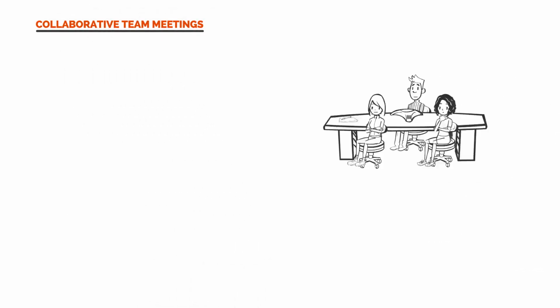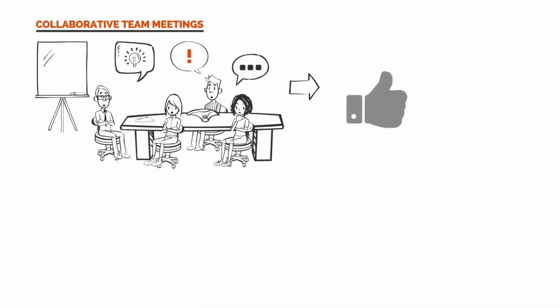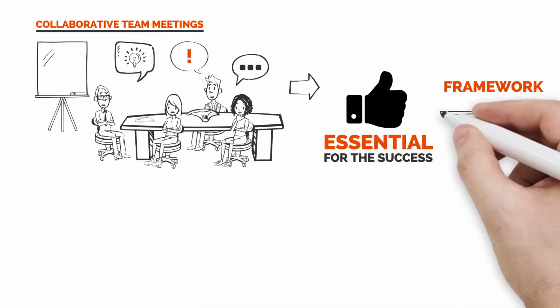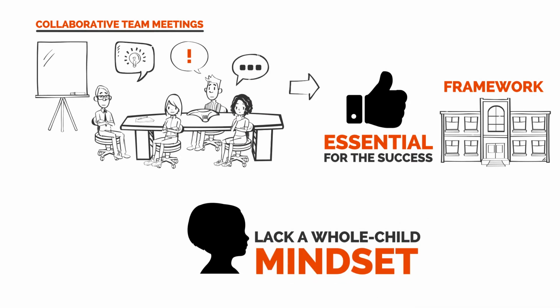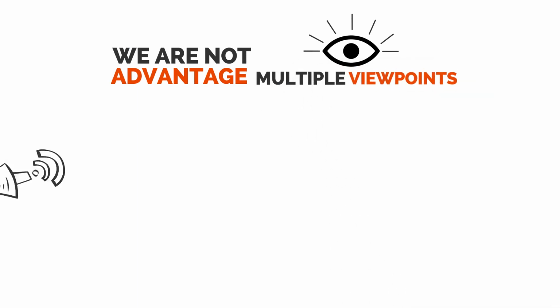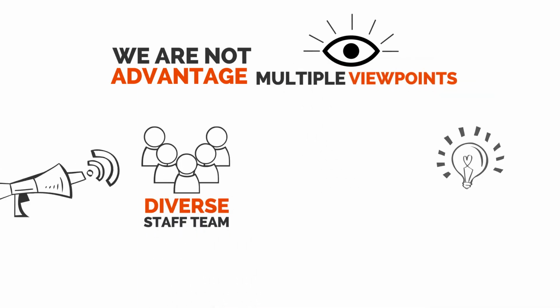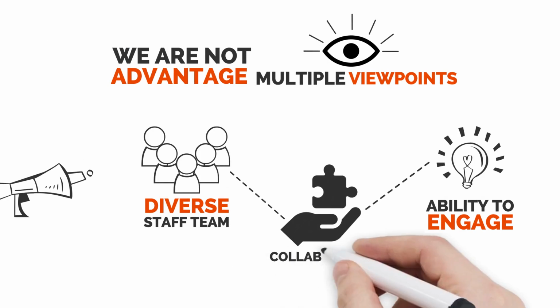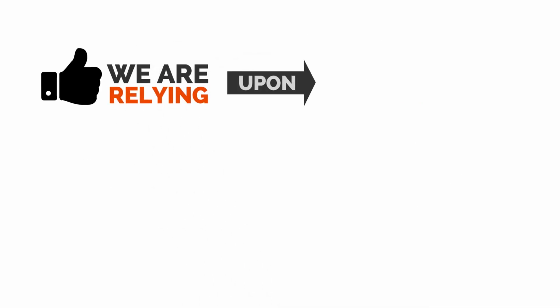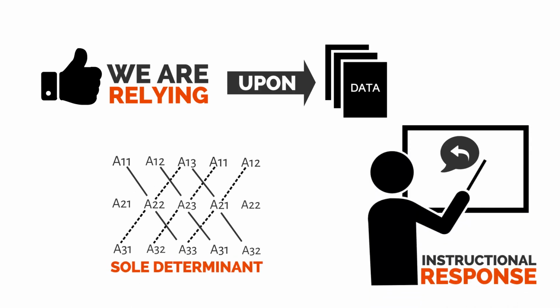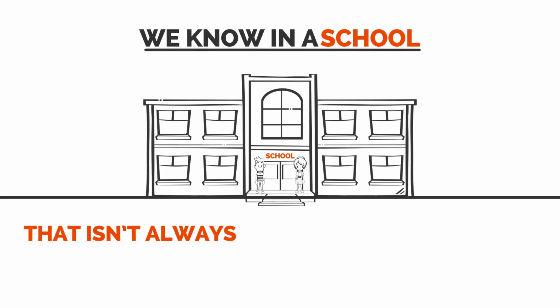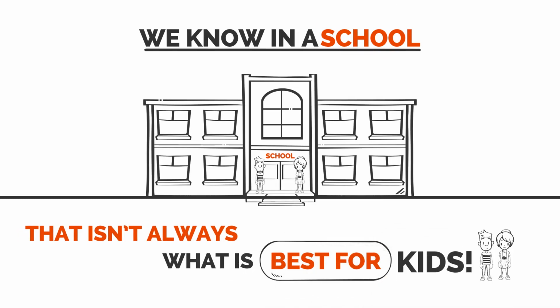Finally, without the collaborative team meetings, which are essential for the success of this framework in schools, we lack a whole child mindset. We are not taking advantage of the multiple viewpoints offered by a diverse staff team or the ability to engage in collaborative problem solving. Really, we are relying upon data as the sole determinant for our instructional response. We know in a school that isn't always what is best for kids.